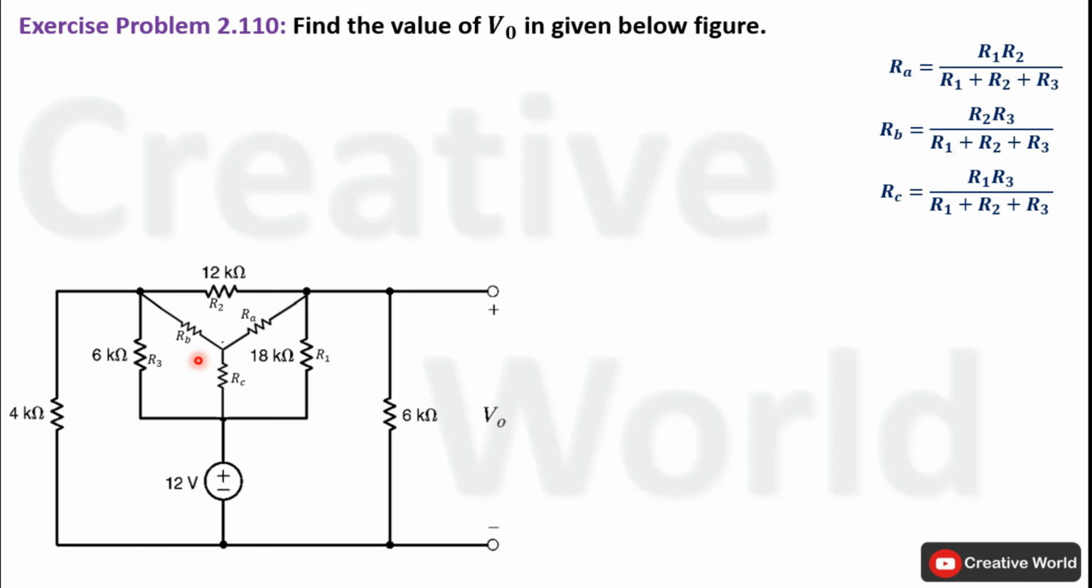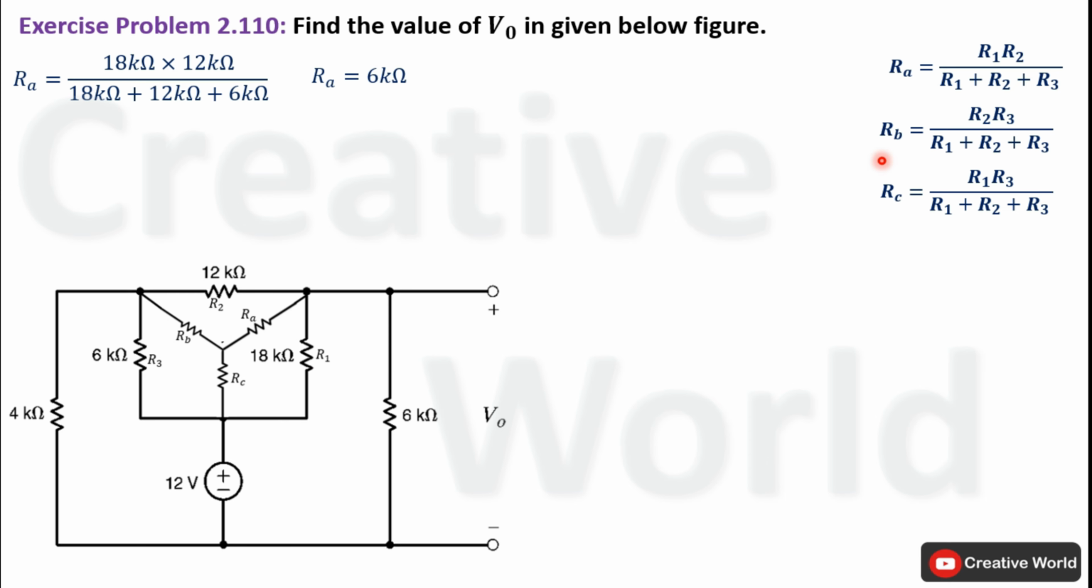Resistances of star connection RA, RB and RC are required to calculate, while the resistances of delta connection are labeled as R1, R2 and R3. These resistances will be used inside these equations to calculate respective RA, RB and RC. So we will start calculating from RA. For that purpose, the product of R1 and R2 will be taken and it will be divided by the sum of all resistances connected in delta connection. So solving this equation, we will get 6 kilo ohm resistance of RA.